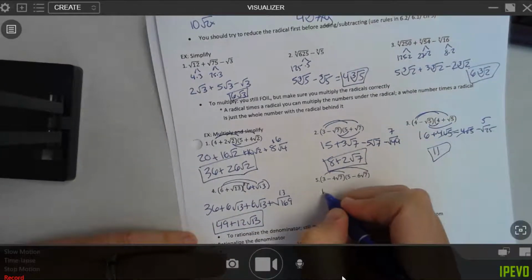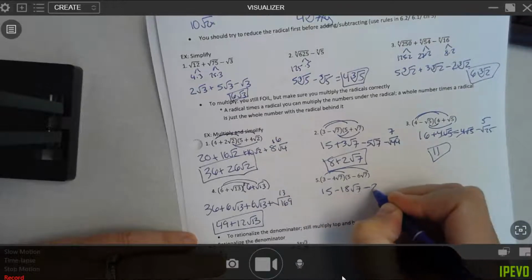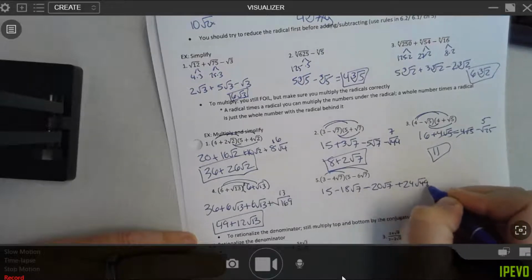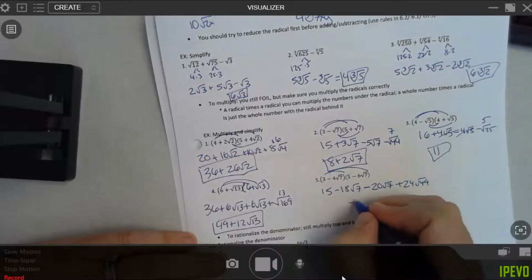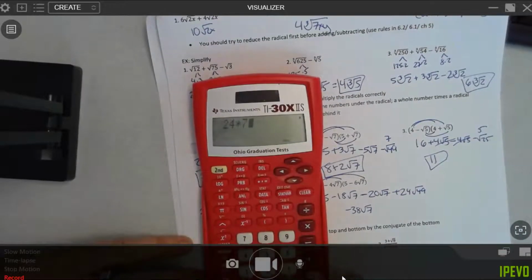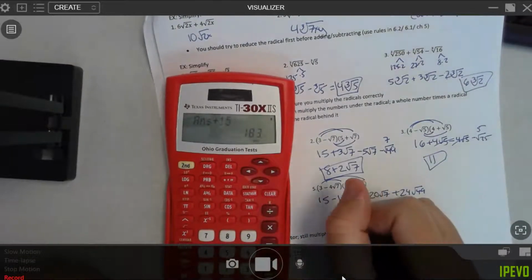So I get 15, multiply your outside numbers. Outside numbers and inside numbers. This makes negative 38 radical 7. And so this is 24 times 7, because it's a square of that number. So I have 15 plus that number.